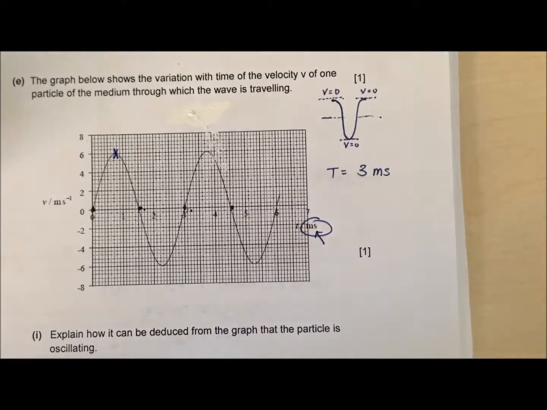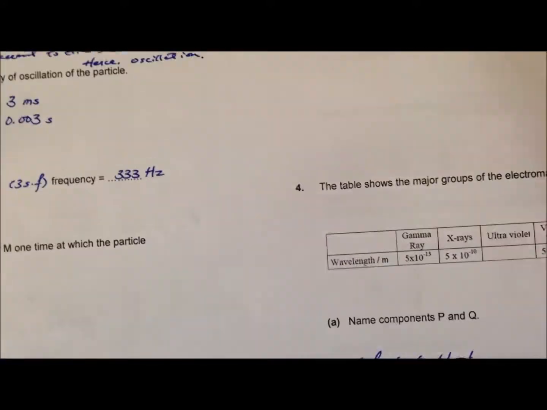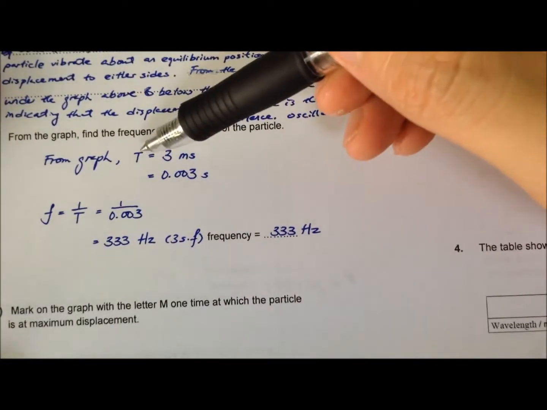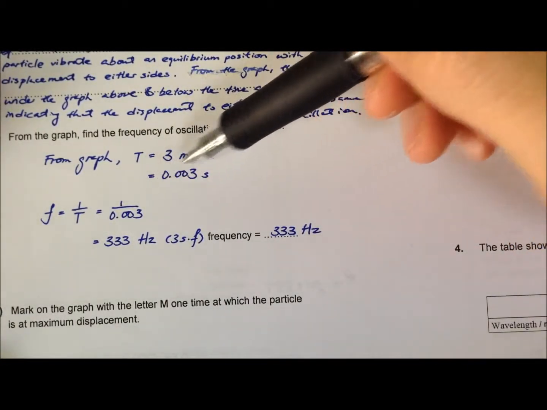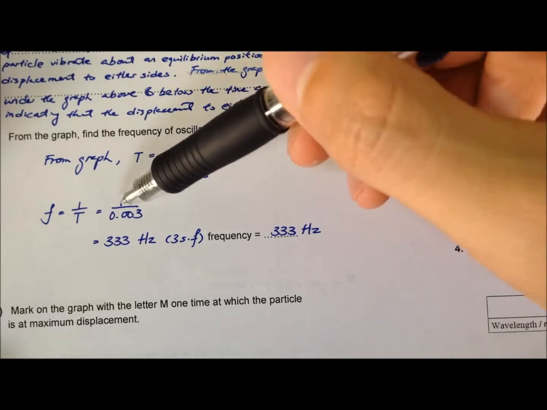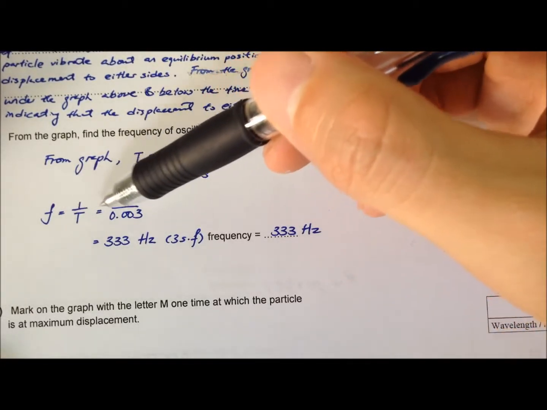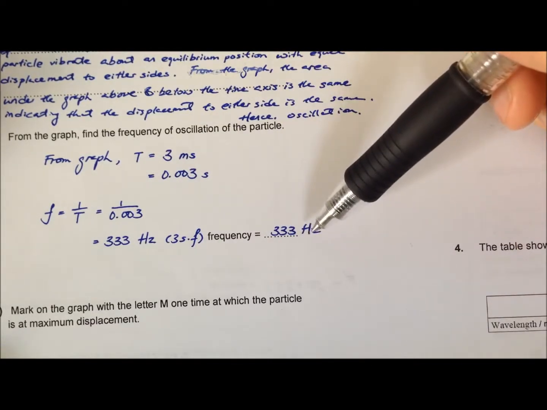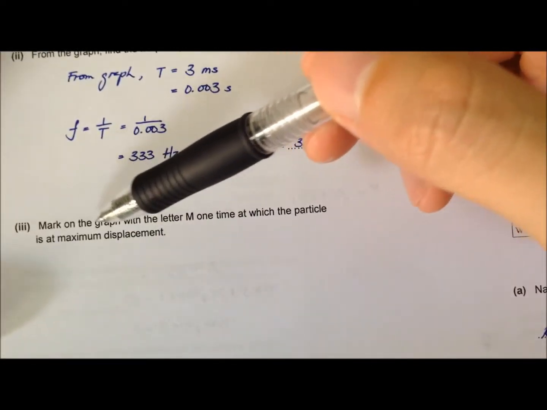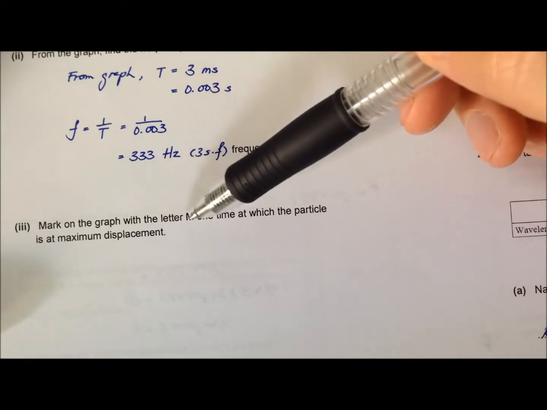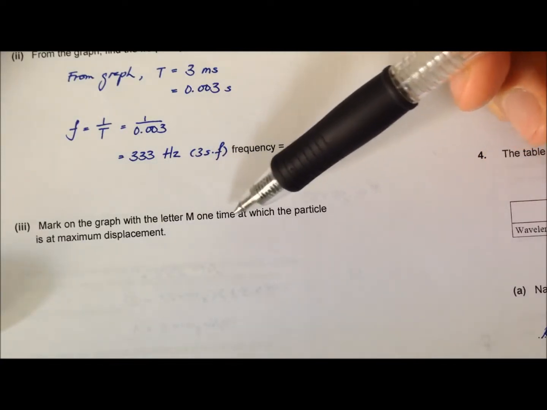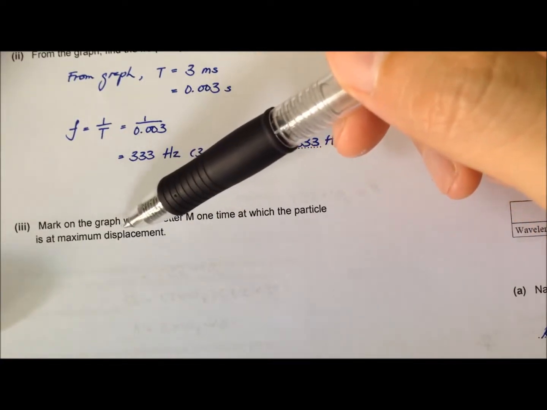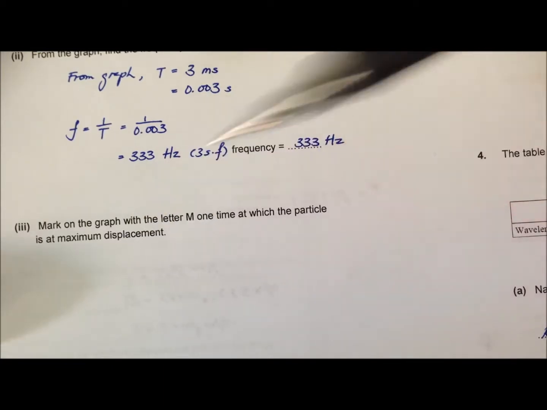Be very careful, read here, it is milliseconds. So therefore, down here you can then put the period is 3 milliseconds. Change it to seconds before you use the f equals 1 over T formula, because it only accepts SI units. So you get 333 Hz. Okay, then after that you are supposed to mark on the graph with a letter M one time at which the particle is at maximum displacement.